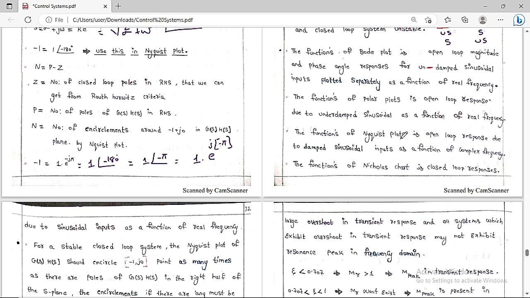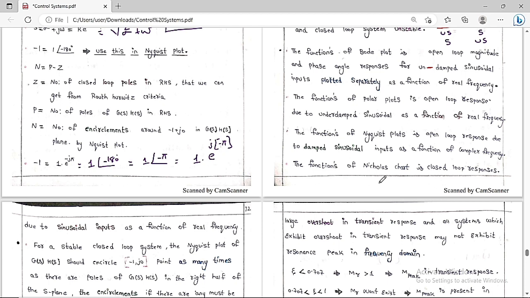So finally I can say the function of the Bode plot is the open loop magnitude and phase angle responses for the undamped sinusoidal inputs plotted separately as a function of real frequency, whereas the function of the polar plot is the open loop response due to underdamped sinusoidal inputs as a function of real frequency, whereas the function of the Nyquist plot is the open loop response due to the damped sinusoidal inputs as a function of complex frequency, whereas the function of the Nichols chart is the closed loop response due to sinusoidal inputs as a function of real frequency.